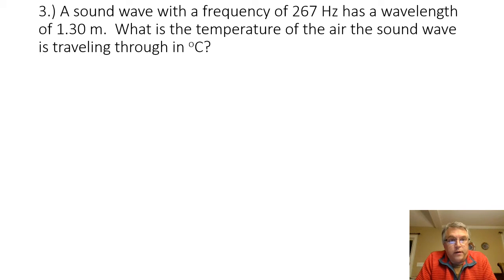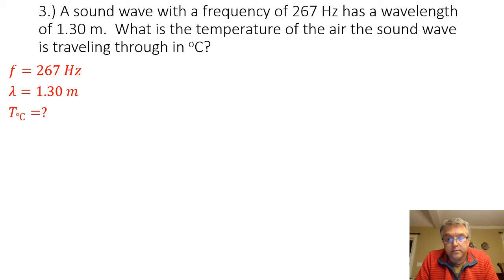Problem 3. A sound wave with a frequency of 267 hertz has a wavelength of 1.30 meters. What is the temperature of the air the sound wave is traveling through in degrees Celsius? In this problem, we are given the frequency of the wave, 267 hertz. We are given the wavelength of 1.30 meters, and we're being asked to find the temperature in degrees Celsius.